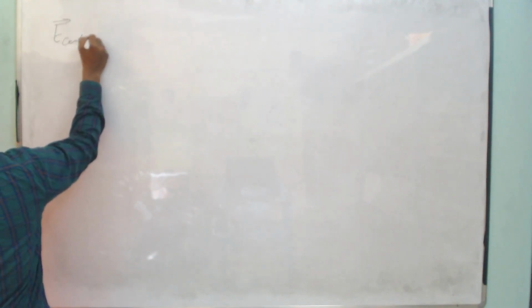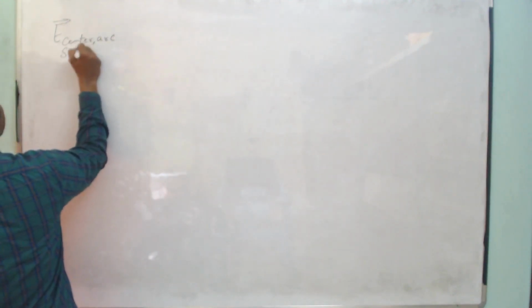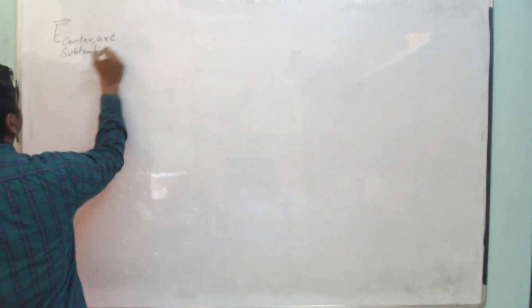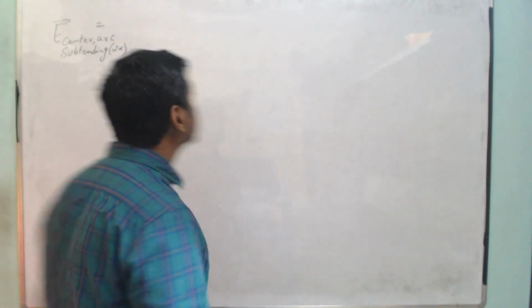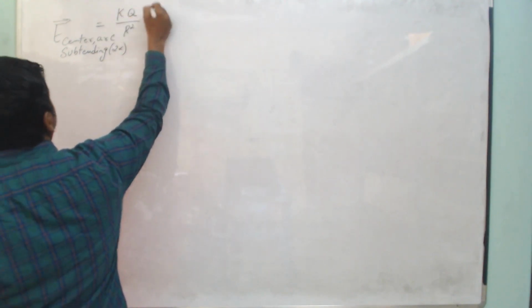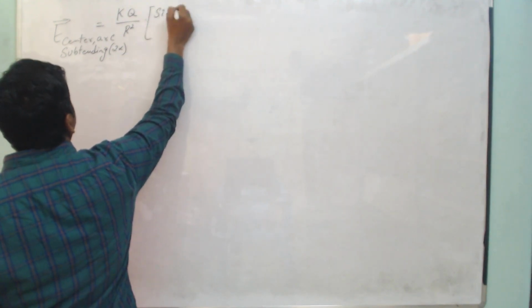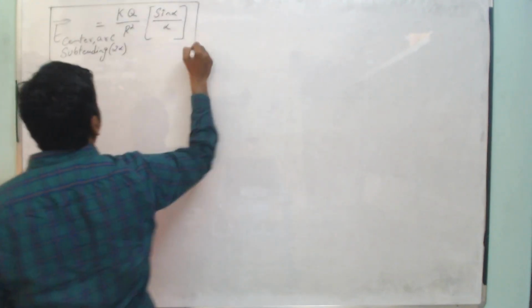So what we got is that the electric field vector at the center due to an arc subtending an angle 2 alpha at the center, we got it as k Q by r square into sin alpha by alpha. Sine alpha divided by alpha. So this you will have to remember.